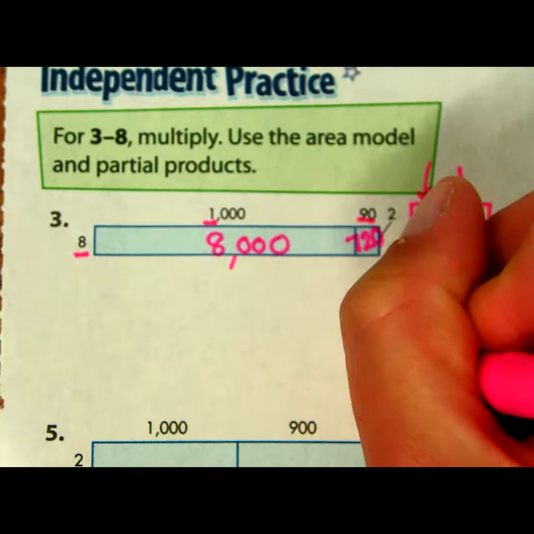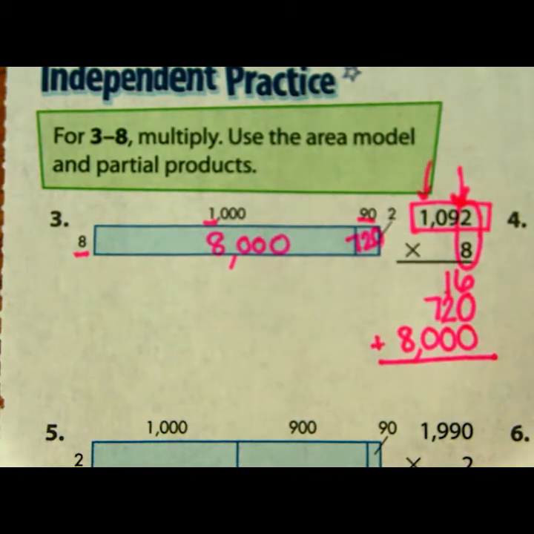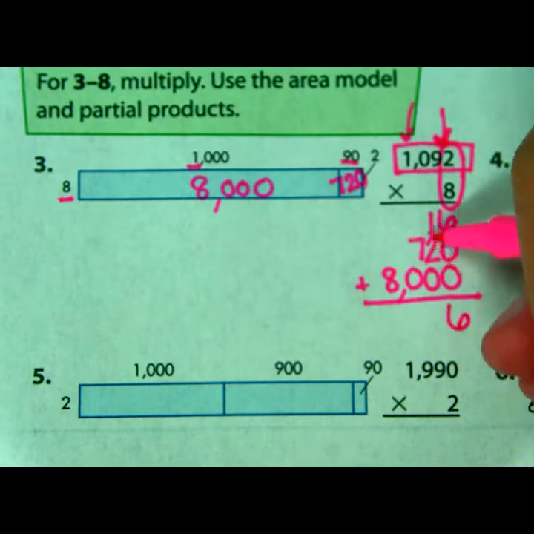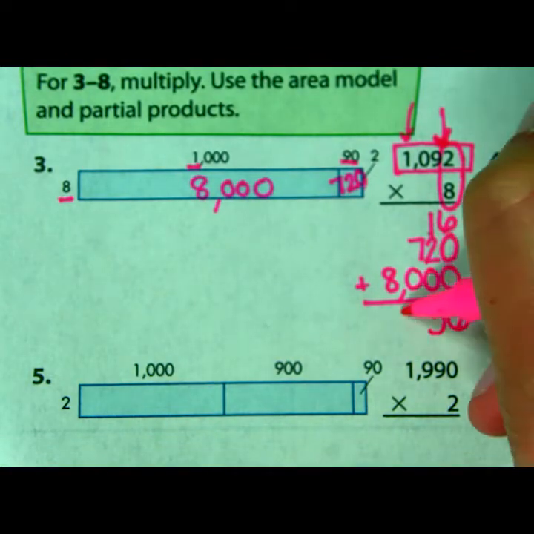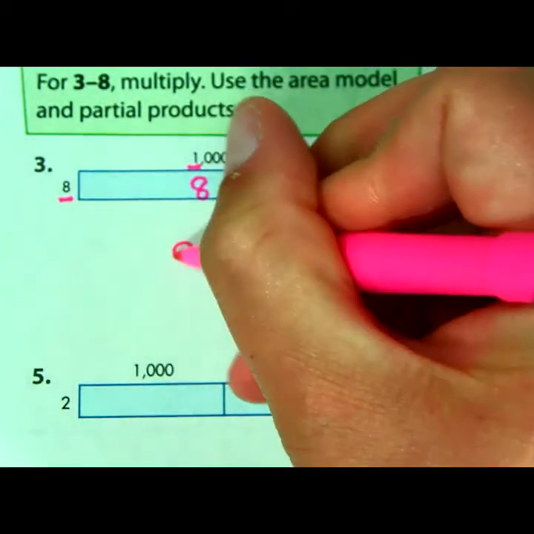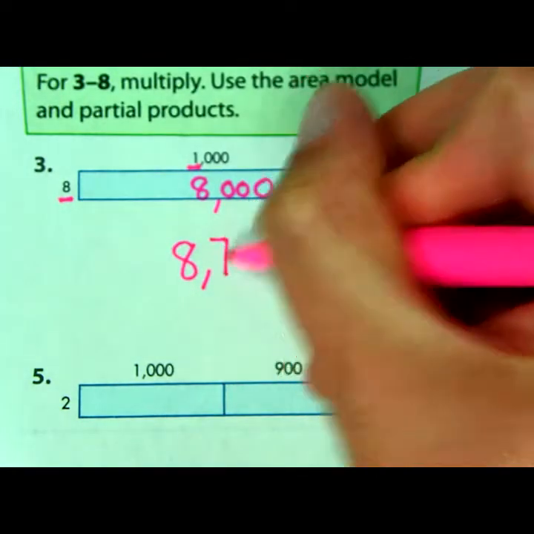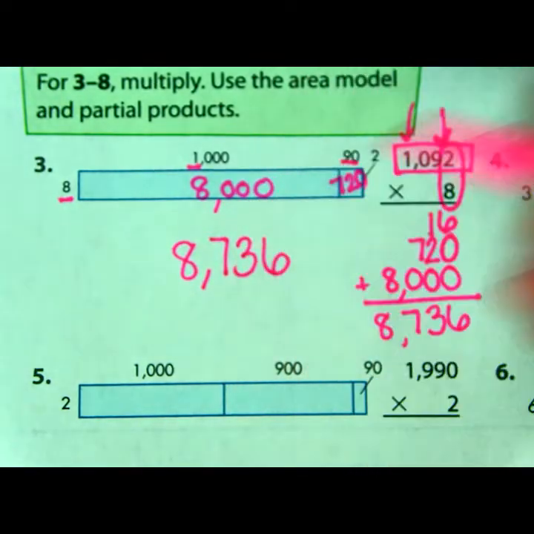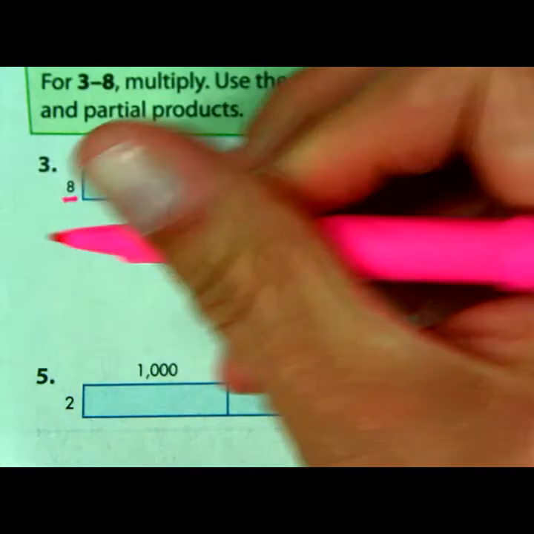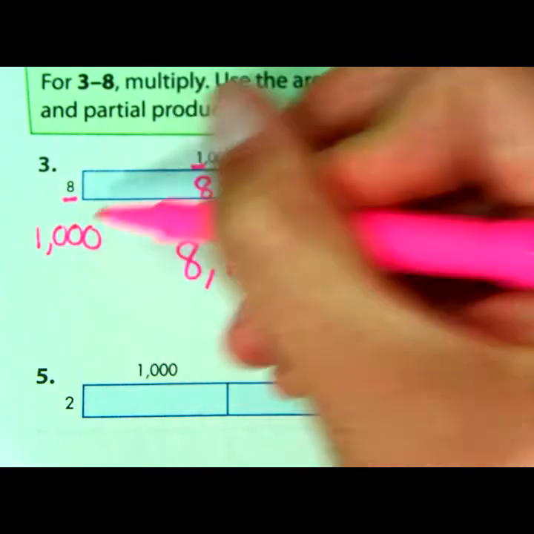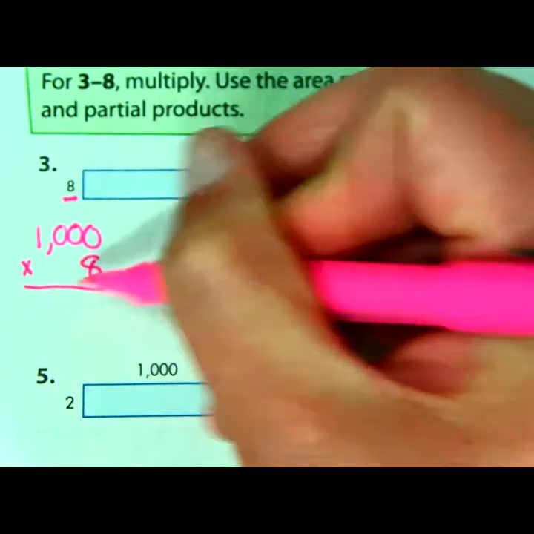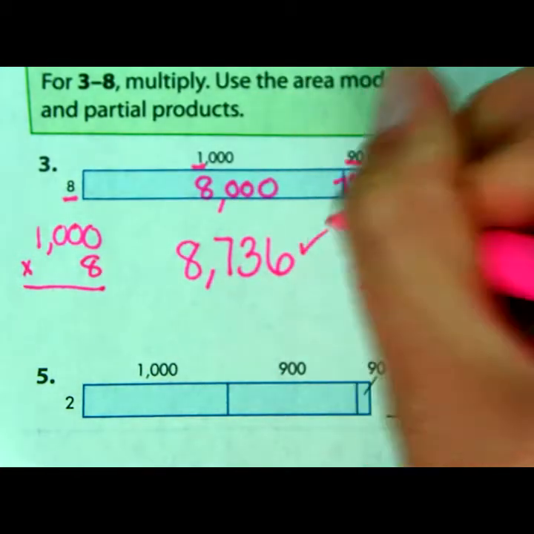And now I have these partial products, and I will add them together to find the product. 6 plus 0 plus 0 is 6. 1 plus 2 is 3. 7 plus 0 is 7. And 8 added to nothing is 8. So we have a product of 8,736. Now that's reasonable because 1,092 is really close to the number 1,000. And I know that if I multiplied 1,000 times 8, it would give me about 8,000. So this answer is reasonable.